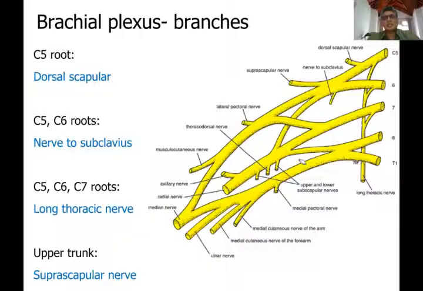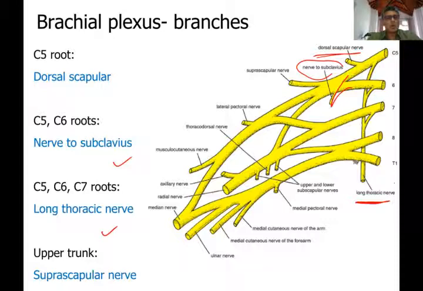There are certain branches given even before the cords, which are given at a later stage, at this level. One of the very early branches is the dorsal scapular nerve. You can see it here, coming from the first nerve root, C5, so it carries the C5 spinal segment. Then there are other nerves coming from the roots, like the nerve to subclavius, coming from the C5 and C6 roots. It's shown here. And then you get the long thoracic nerve from the C5, 6, 7 roots. You can see it here.